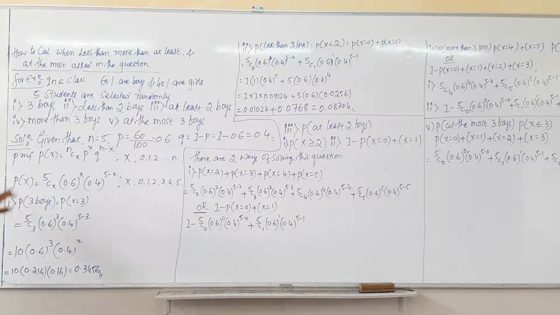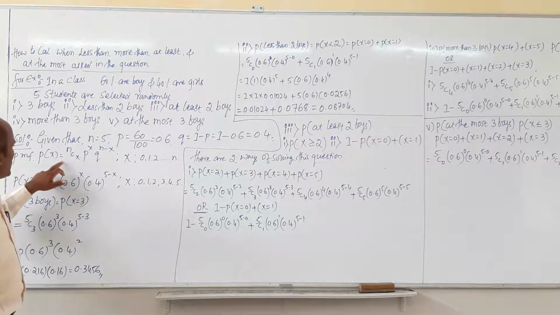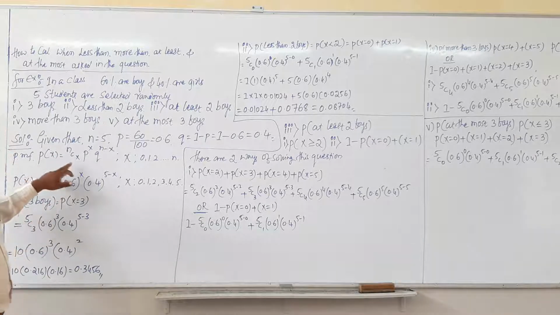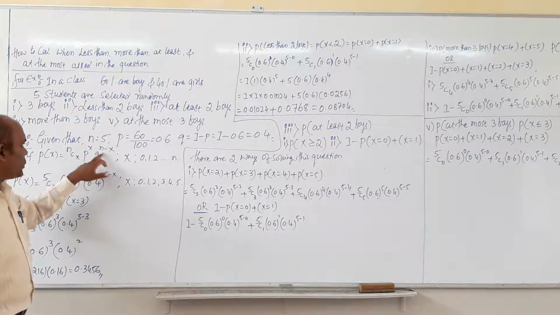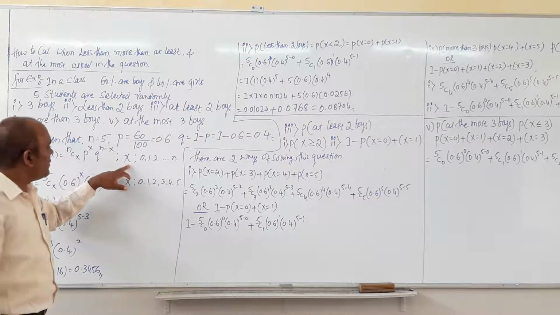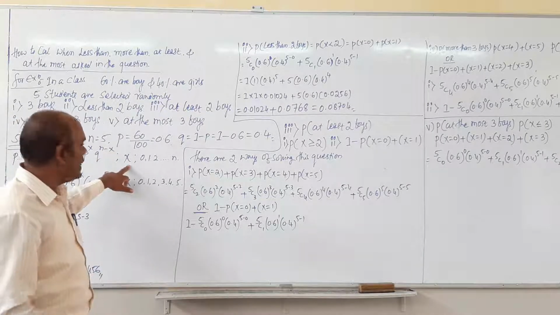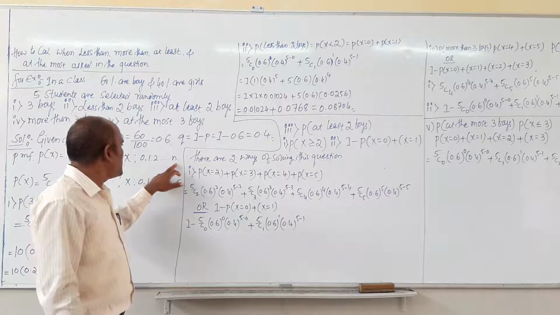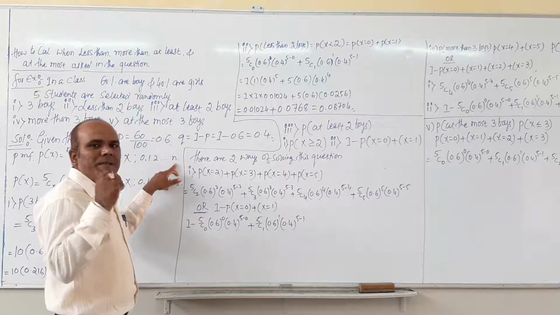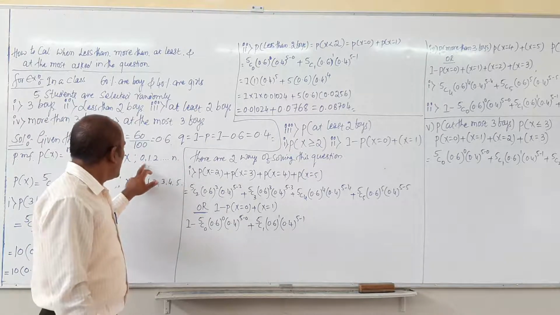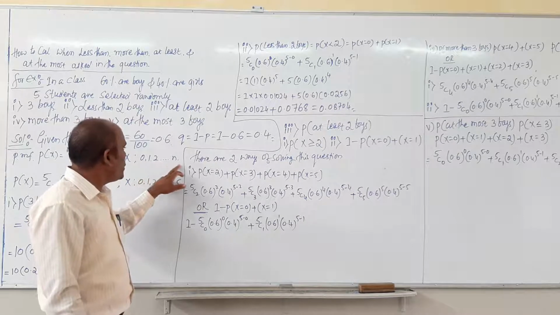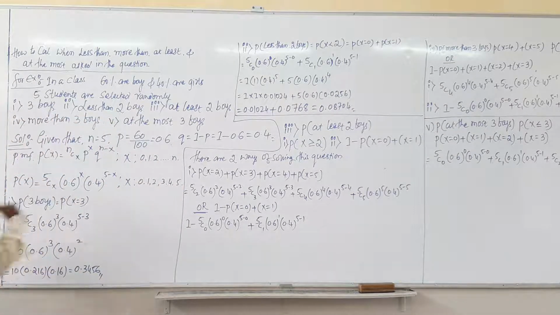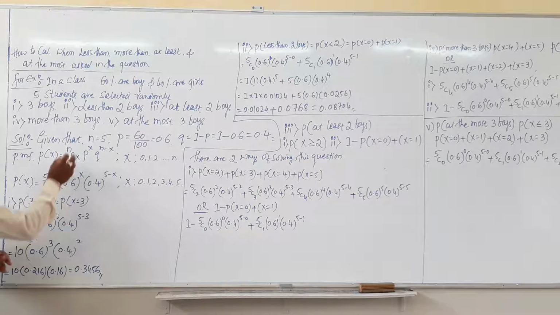Then the probability mass function of a binomial distribution is P(X = x) equals nCx, p raised to x, q raised to n minus x, and the range of x is determined on the basis of the fixed value of n, so 0, 1, 2 up to n. Then put the values in the formula.